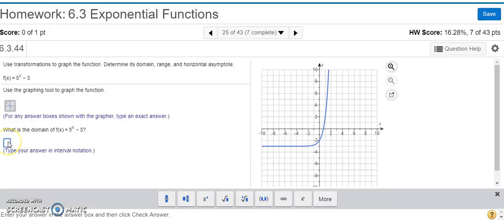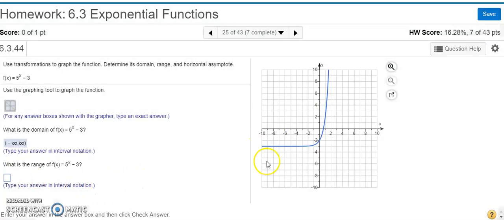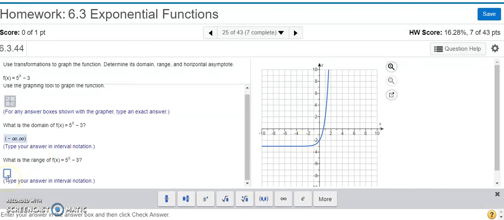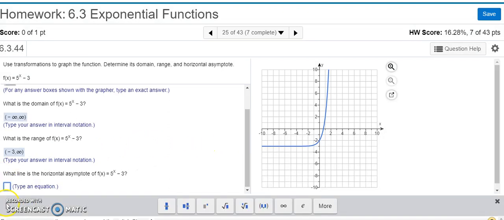We get it correct. Now, what is the domain? Once again, our domain goes from left to right, from negative infinity and keeps going in the positive direction to positive infinity. So we're going from negative infinity to positive infinity. And we're going to check our answer. Fantastic. And then finally, what is the range? The range this time, it moved down 3, so it's going from negative 3 to positive infinity. And our horizontal asymptote is going to be y equals -3.